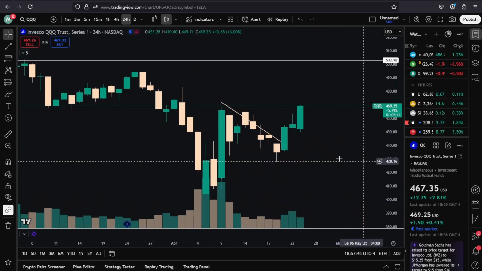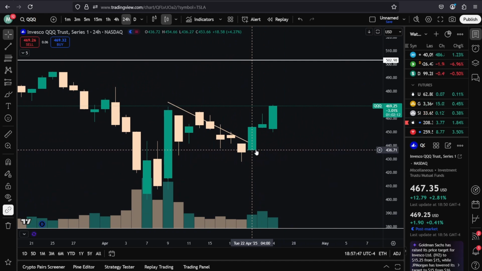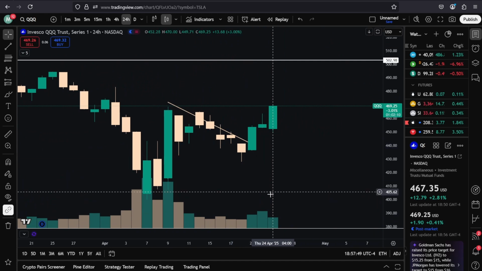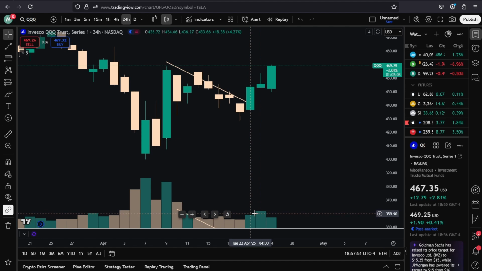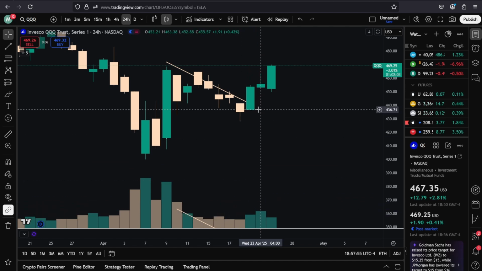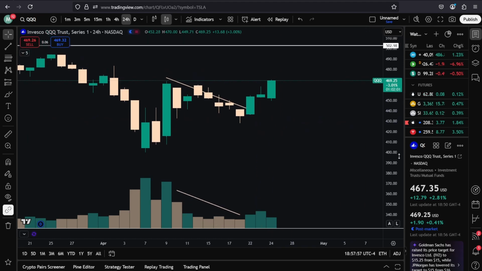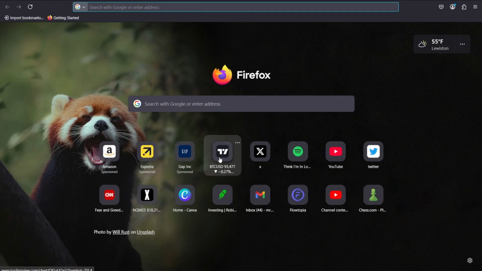Go to the 24-hour time frame. What happened after Monday, April 21st? We had a crazy 4% expansion to the upside. Volume came in about twice the size of the previous day and then continued to print on Wednesday. And that's exactly what you want to look for. It doesn't matter what chart you're going to go look at.